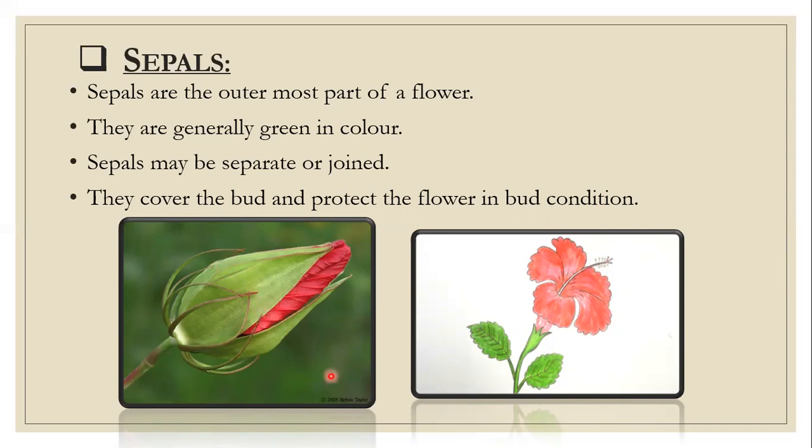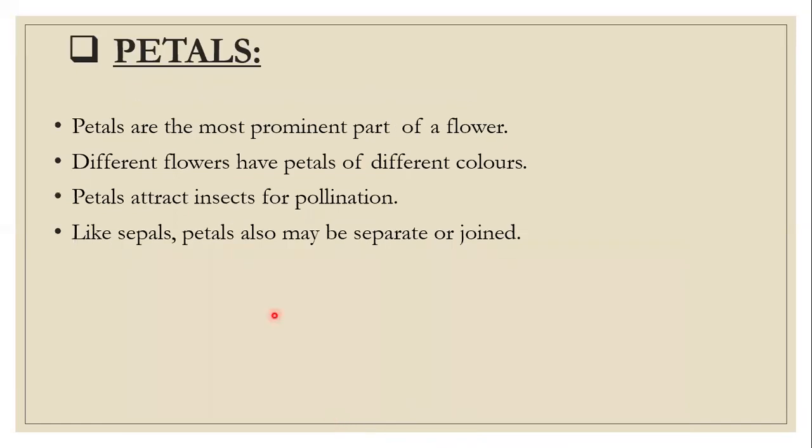Now, we are going to see the next part of the flower, that is, petals. Petals are the most prominent and attractive part of the flower. Different flowers have petals of different colors. Unlike sepals, petals also may be separate or joined. So, petals help us to identify the flower. That is the most important part of the flower.